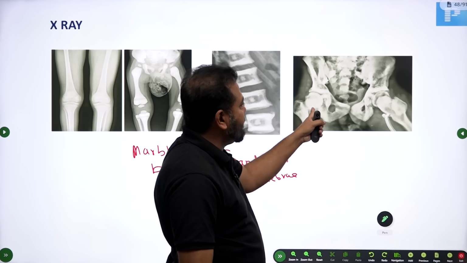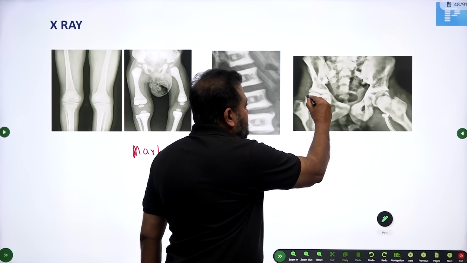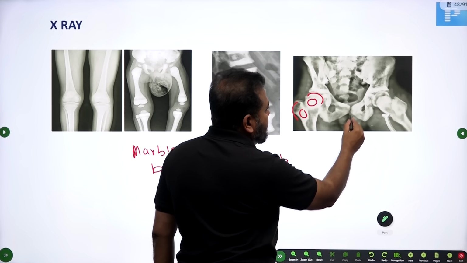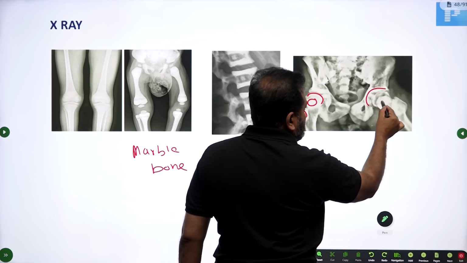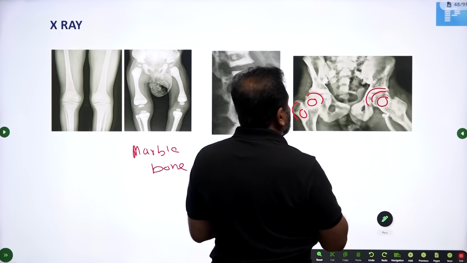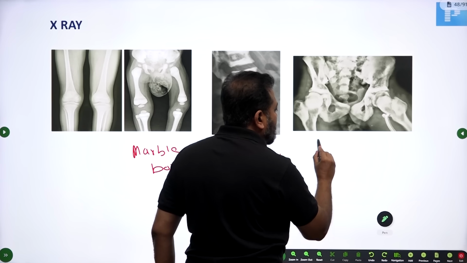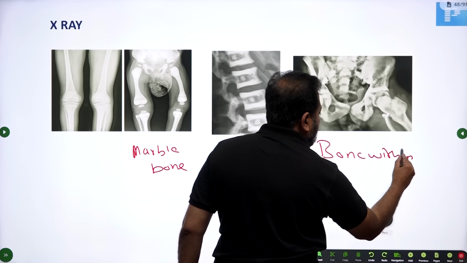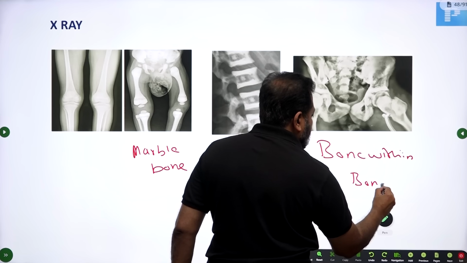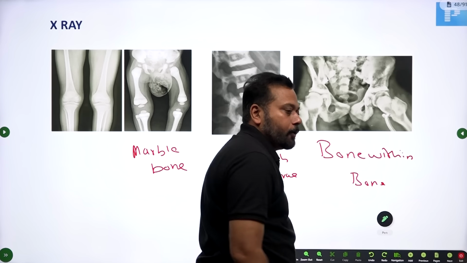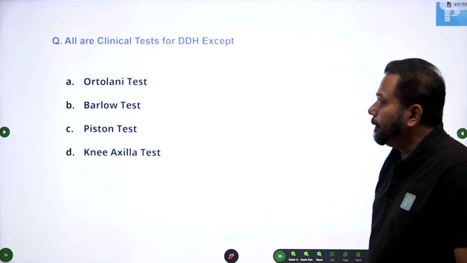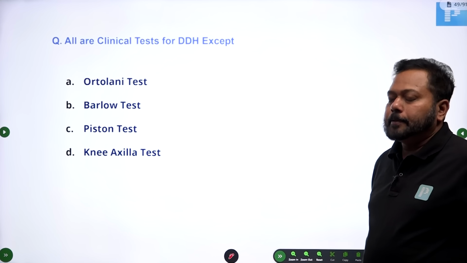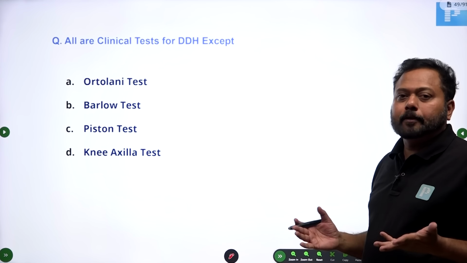And this is the classical one. You are able to see, this is a bone, and inside I am seeing a bone. This is called bone within bone appearance. The only diagnosis is osteopetrosis. You should not forget. And there is no definitive treatment for osteopetrosis. Stem cell therapy and all is coming up, but not proved.